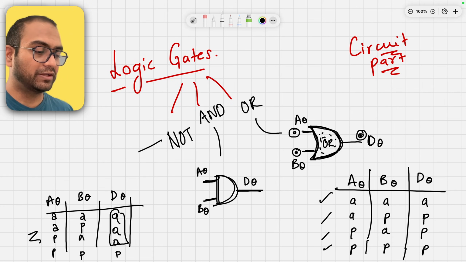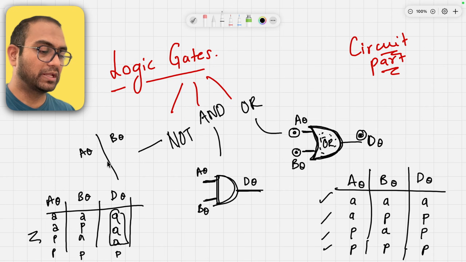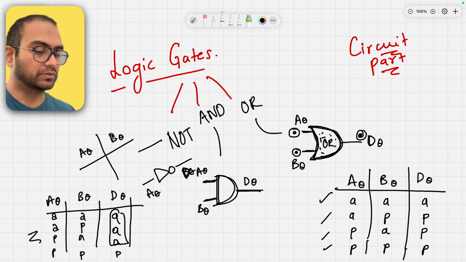And then the idea of a NOT gate is that it only has one input and one output, and it's represented like so, with A0 being here and D0 here.